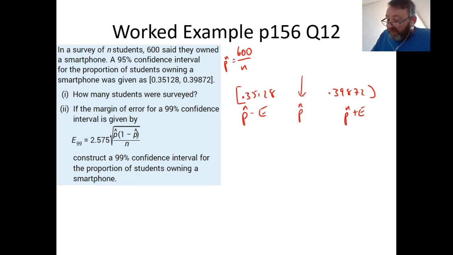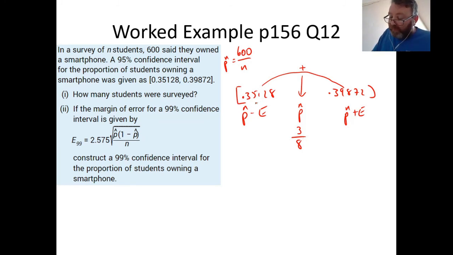See? Which means if I add these two numbers together and divide by 2 to get their mean, that should give me p hat. And all I do then is set p hat equal to what I said already, 600 over n. So let's see, 0.35128 plus 0.39872 is equal to 3/4, which when you divide it by 2 becomes 3 over 8. So therefore my p hat is 3 over 8. Okay, I hope you all understand that.